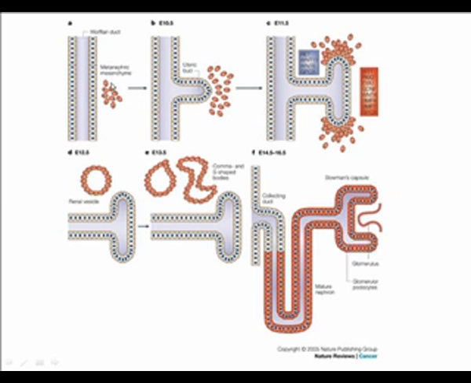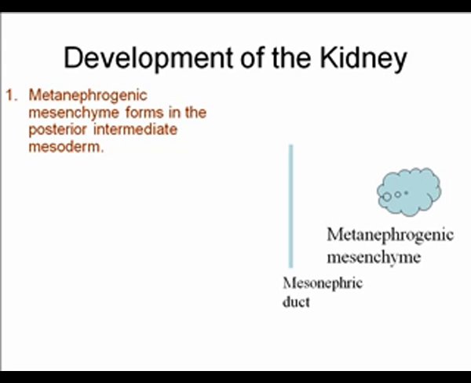So we're going to talk about the first set of events that occurs, which is the interaction of that metanephric mesenchyme with the mesonephric duct, and how the mesenchyme is going to be important for the duct formation. The metanephrogenic mesenchyme is forming in the posterior intermediate mesoderm, and that's what we see here. Here's the mesonephric duct in this little cartoon.